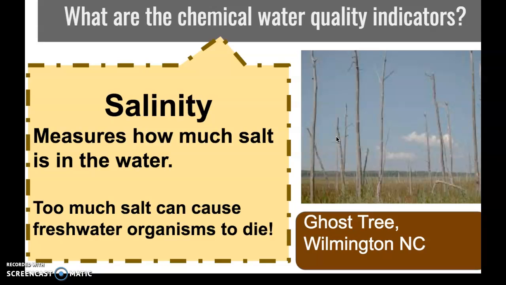Salinity is our next chemical water quality indicator. This measures how much salt's in the water. Too much salt can cause freshwater organisms to die. Our example here is our ghost trees of Wilmington, North Carolina.